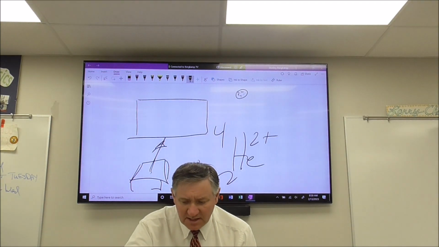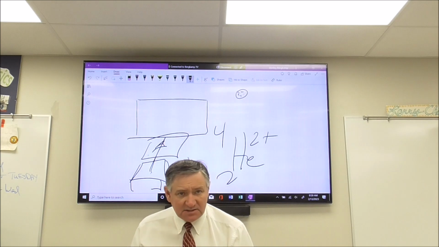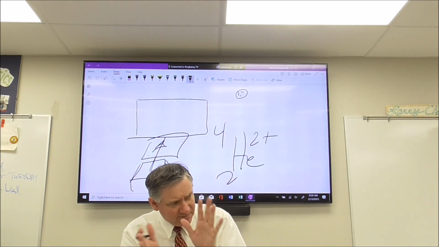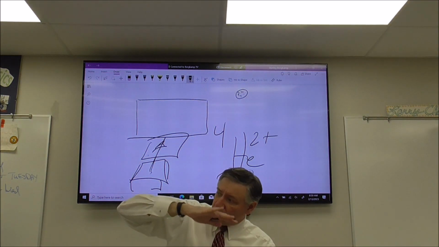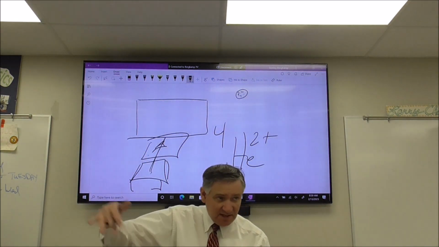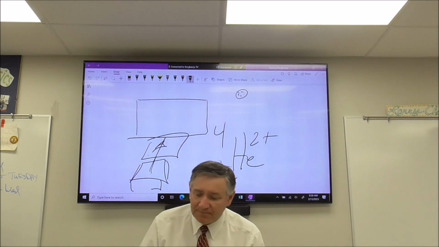He knew that these particles were positively charged because he used a positive and negative terminal on a battery, and he figured out that the particles would go away from the positive and towards the negative. So he knew these things were positively charged.